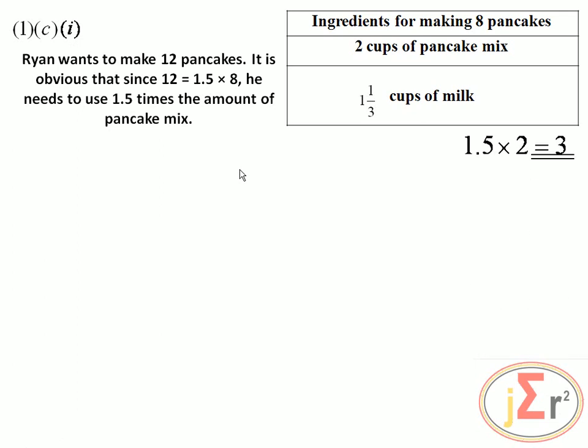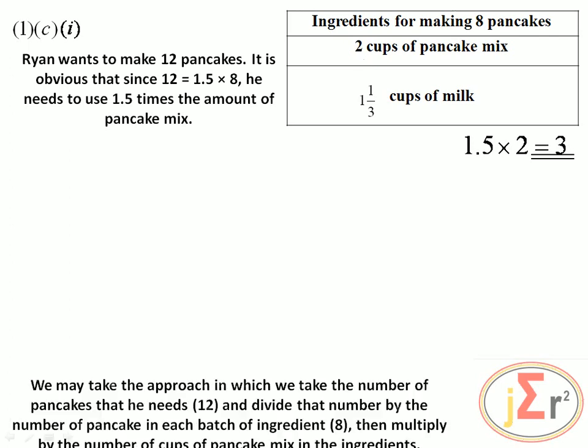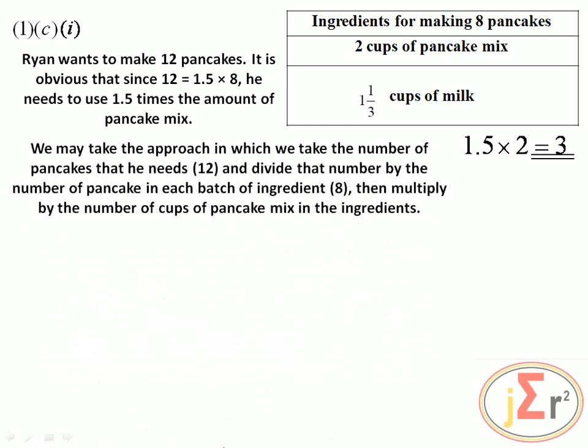So we need 1.5 times the number of pancake mix, and that is 1.5 multiplied by 2, which is equal to 3. We may take the approach in which we take the number of pancakes that he needs, 12, and divide that by the number of pancakes in each batch of ingredients.